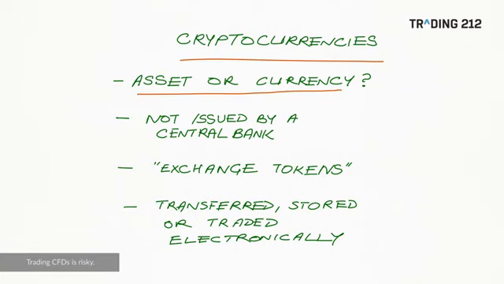Unlike fiat currency, which is what we basically call legal tender currency that a government has declared as being its legal money, they are not issued by a central bank. And therefore, the Financial Conduct Authority, the FCA, does not consider them as being currency or money because they're not issued by a central bank. The FCA tends to refer to them as exchange tokens, things that can be transferred, stored, or traded electronically. So that's the UK regulatory view on whether cryptocurrencies are money, cash, or whether they are assets.